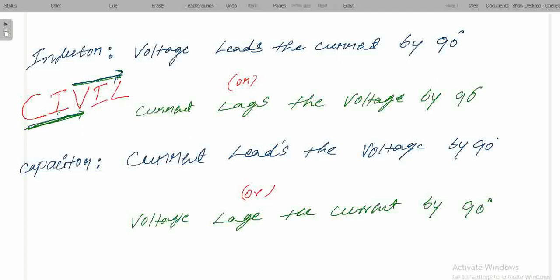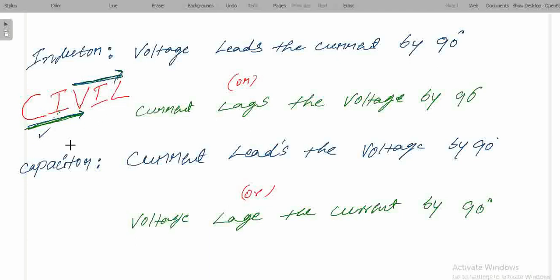For capacitor, which one is first? Current. For capacitor, current is first, then voltage. So current leads the voltage. For inductor, voltage leads the current. Just remember this civil branch. For capacitor, current leads the voltage by 90 degrees. For inductor, voltage leads the current by 90 degrees.